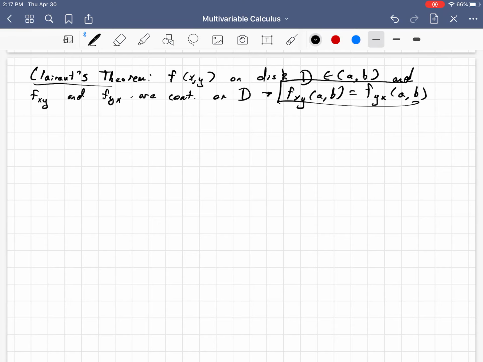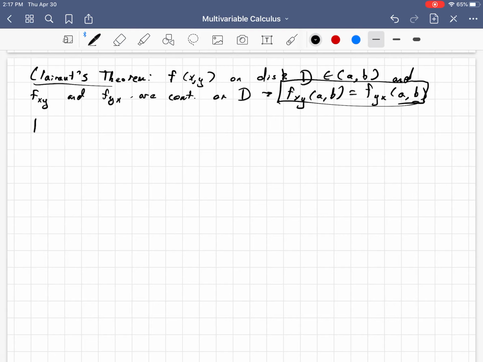And that's the crux of the theorem right there. And so basically what it's saying is that if you've got functions that are defined nicely with second partial derivatives that are continuous, the order in which you take the partials, first with respect to x and then with respect to y, or first with respect to y and then with respect to x, does not matter.